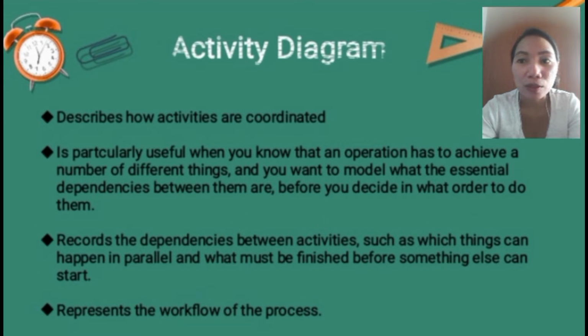Activity diagram also describes how activities are coordinated. It is particularly useful when you know that an operation has to achieve a number of different things and you want to model what the essential dependencies between them are before you decide in what order to do them. It records the dependencies between activities, such as which things can happen in parallel and what must be finished before something else can start. It represents the workflow of the process.